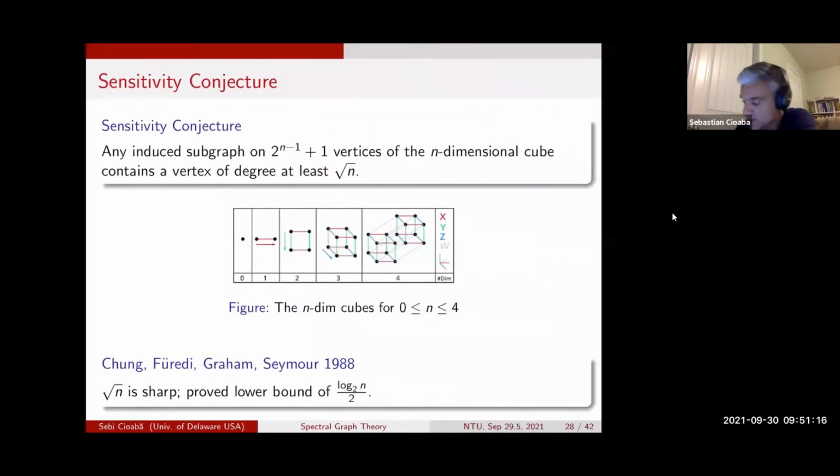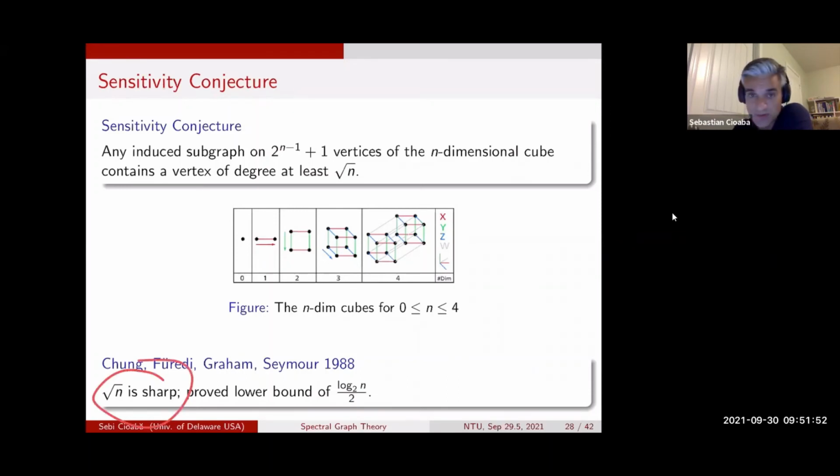So this is my last few slides. This notion of signed adjacency matrix has been used to prove the sensitivity conjecture, which was proved by Hao Huang a few years ago. This sensitivity conjecture is a conjecture in computer science about the sensitivity of some Boolean functions, but it can be rephrased as a question about hypercubes. If you take at least half of the number of vertices in the hypercube, there will always be one vertex which is adjacent to at least square root of n other vertices. And this square root of n is sharp.